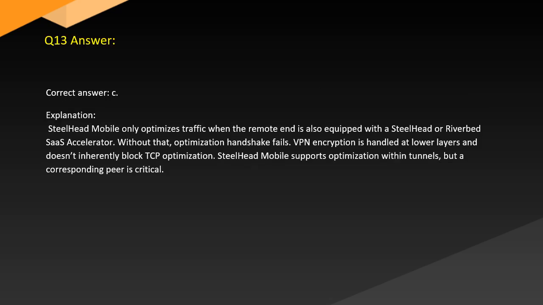Answer. Correct answer: C. Explanation. Steelhead Mobile optimizes traffic when the remote end is also equipped with a Steelhead or Riverbed SaaS accelerator. Without that optimization handshake phase, VPN encryption is handled at lower layers and doesn't inherently block TCP optimization. Steelhead Mobile supports optimization within tunnels, but a corresponding peer is critical.